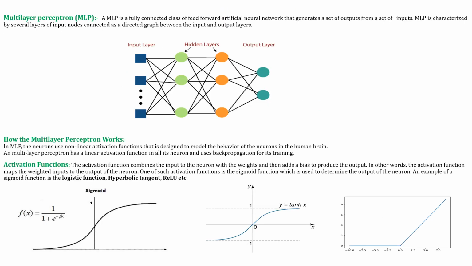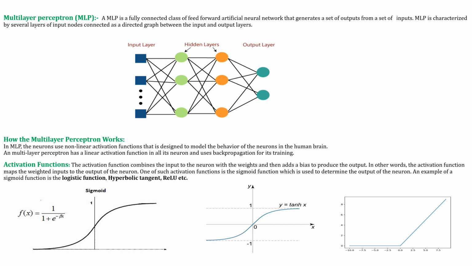So this is the pictorial representation of a multilayer perceptron. It is a fully connected class of feed-forward artificial neural network that generates a set of outputs from a set of inputs. An MLP is characterized by several layers of input nodes connected as directed graphs between the input and the output layers. If you have a concept of directed graphs, then that's okay. If you don't have basic knowledge about directed acyclic graphs, cyclic graphs, and undirected graphs, then please check out some videos related to these graphs.